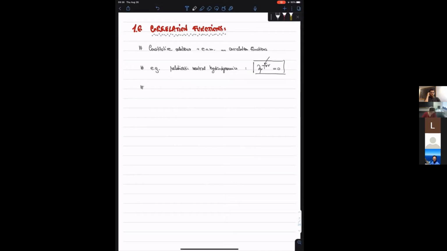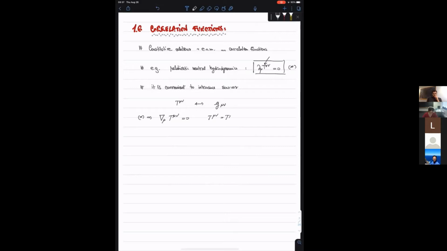So in this problem, it is convenient to introduce sources. That means that you are coupling your system to some background. And in this case, the source for the stress energy tensor is the metric. And this equation, in the presence of the sources, becomes the covariant conservation of the stress energy tensor.